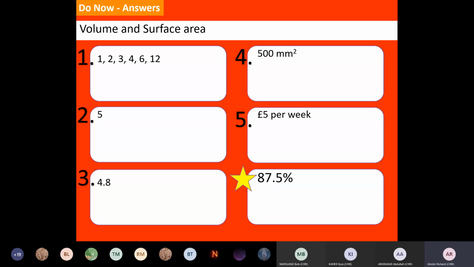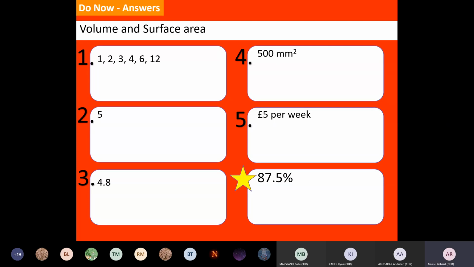That's not the correct answer for question 5 because I said product of prime factors, which would be 140 can be 10 times 14. 14 would be 7 times 2. So 2 squared times 5 times 7 for question 5. And the star question is 87.5%. Sorry about question 5. I'll make sure there's no mistakes next week.